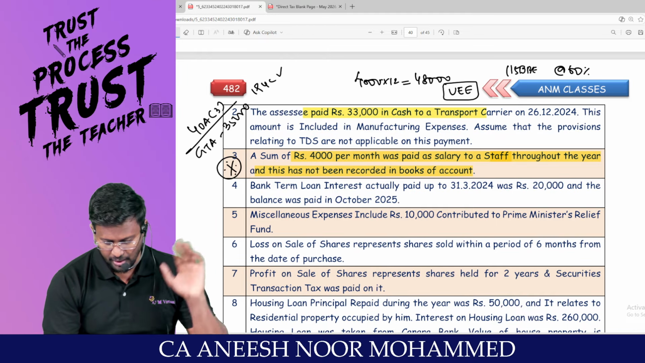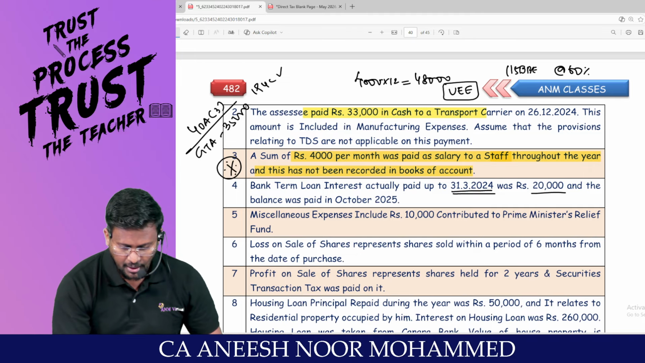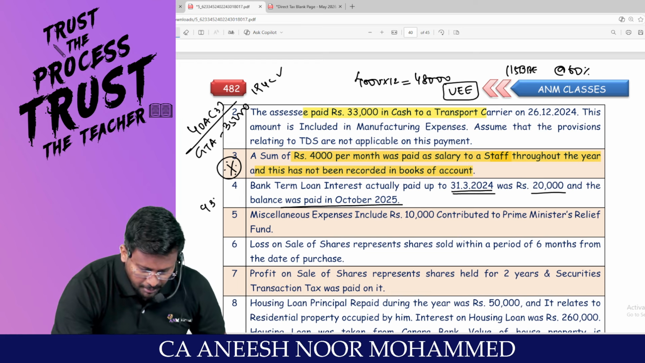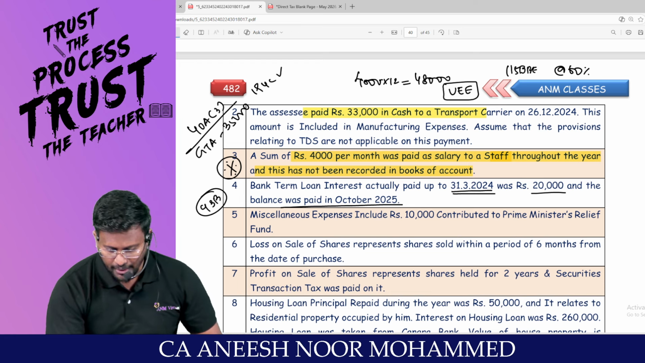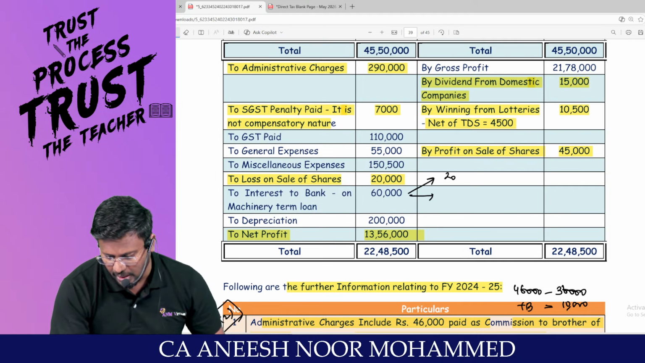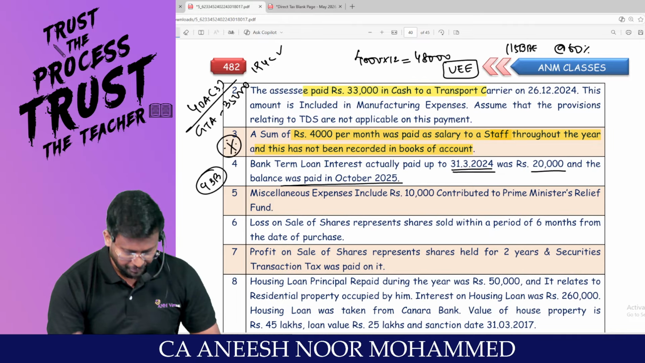Bank term loan interest actually paid up to 31/3 was only 20,000 and the balance was paid in October. October means after due date. 43B implication will be applicable. So out of the interest to bank loan of 60,000, only 20,000 has been paid within due date. Remaining 40,000 has been paid after due date. That 40,000 should be added back.